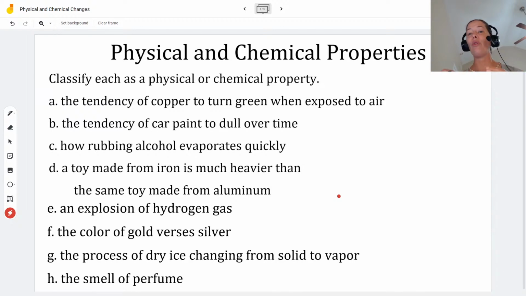Density is a physical property. So this part D is definitely going to be a physical property of the metal. It does not change. Okay, keep on going. We're almost there. We're over halfway.